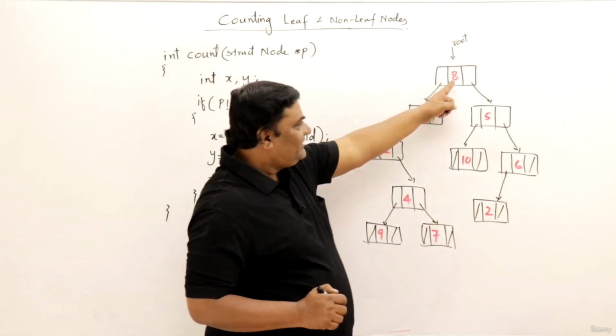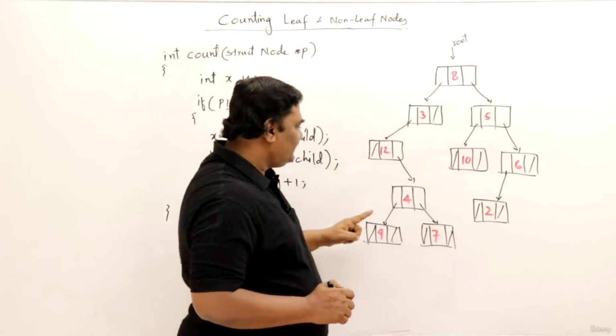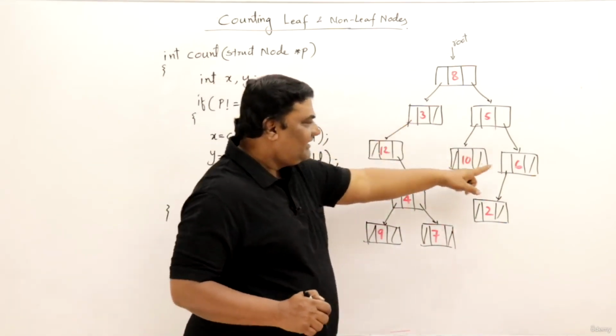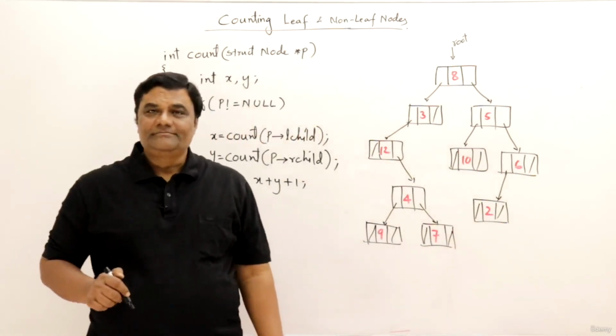And these are with a degree 2, this is degree 2, right? And this is degree 2. And these nodes are with a degree 1, this is 1, right? And this 1. So that's what we want to count them.